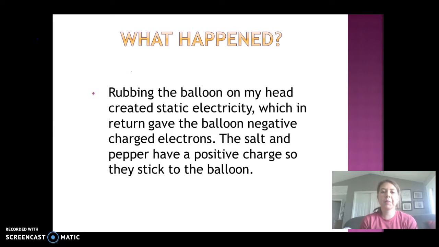What happened during this experiment? Whenever I rubbed a balloon against my head, that created static electricity, giving the balloon the negatively charged electrons. So the salt and pepper, like I said, were already positively charged, so this is the reason why they stuck to the balloon. With the balloon being negatively charged and the salt and pepper being positively charged, it created the balance between them. So opposites attract. The negatively charged balloon attracted the positively charged salt and pepper.